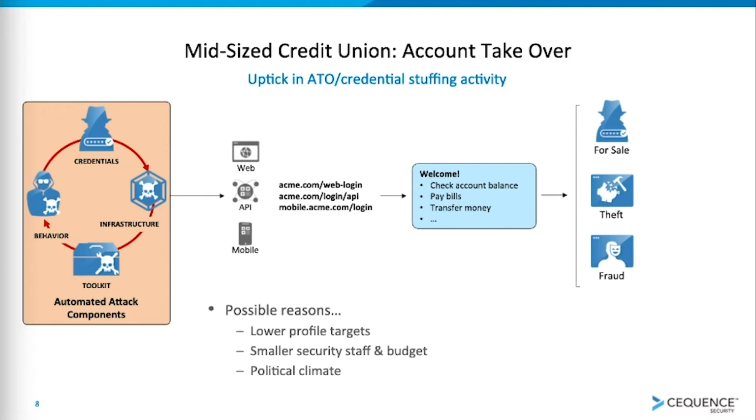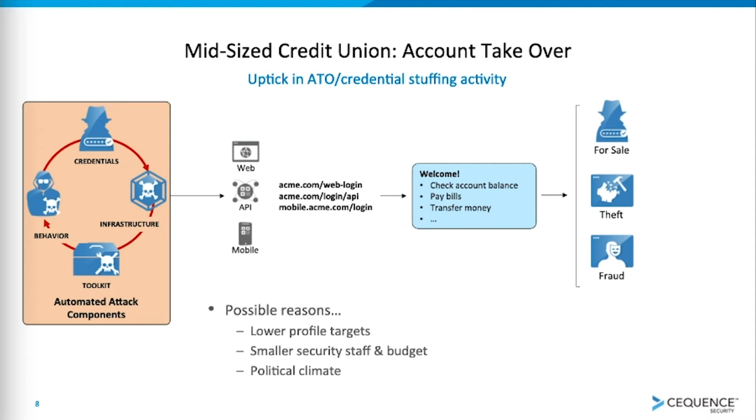Now, if we take a step down, what we're seeing is mid-sized credit unions or mid-sized financial services organizations. These are not the B of A's of the world or the Amexes of the world. These are Regions Bank or Alliant Credit Union, smaller mid-sized credit unions. What we're seeing is an uptick in account takeovers. Not really sure of the reasons why. The attackers might view them as lower profile targets, and as such, they might have a smaller security staff, a smaller budget, might not have the same levels of security and protection. Might be political climate. Some of our customers have seen traffic coming from nation states that the United States has not been kind to.